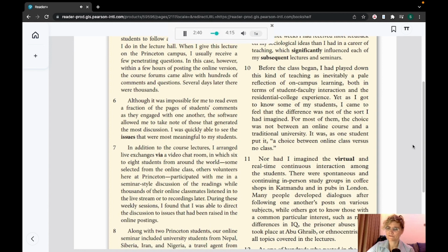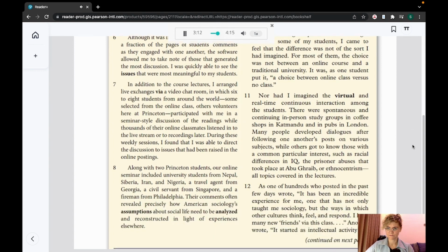Before the class began, I had played down this kind of teaching as inevitably a pale reflection of on-campus learning, both in terms of student-faculty interaction and the residential college experience. Yet, as I got to know some of my students, I came to feel that the difference was not of the sort I had imagined. For most of them, the choice was not between an online course and a traditional university. It was, as one student put it, a choice between online class versus no class.